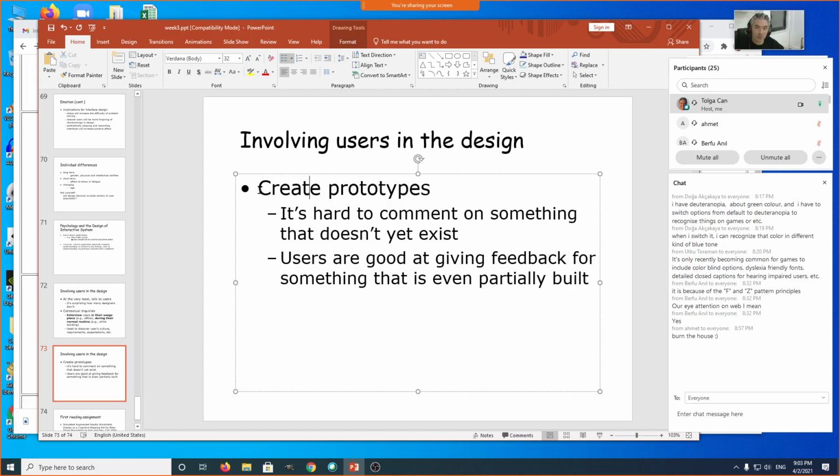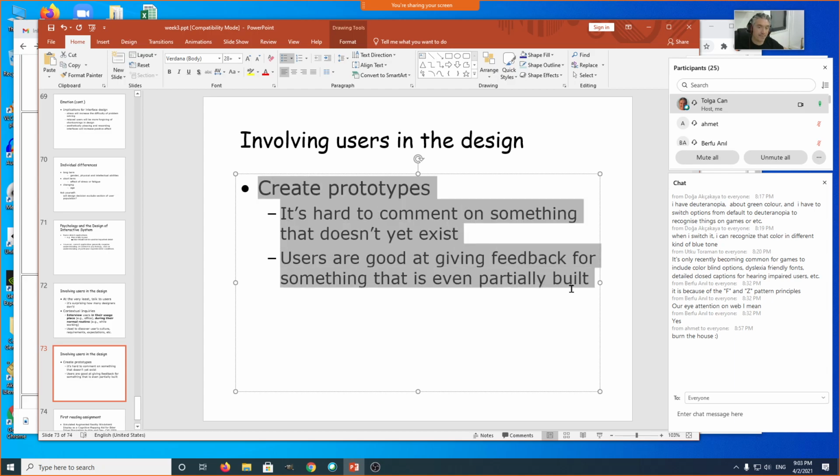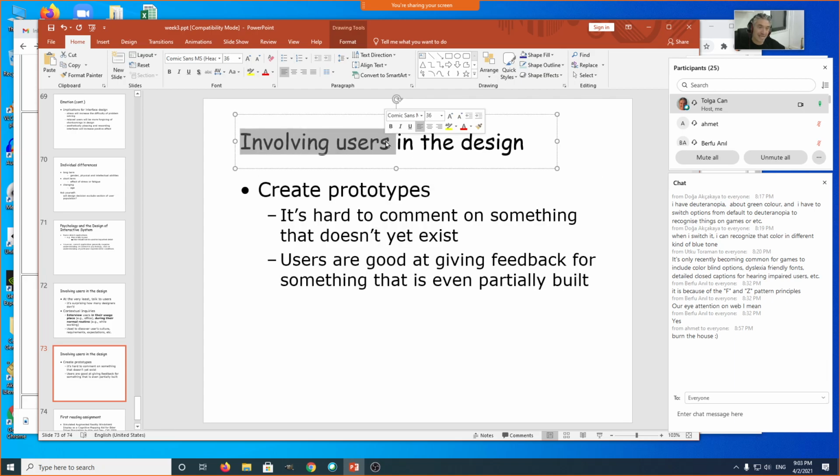So this is really important. The main purpose of creating prototypes is to involve users in the design process. That's the reason we create prototypes. Users are really good at giving feedback on something that is even partially built. Giving feedback on just a textual description may not be easy.